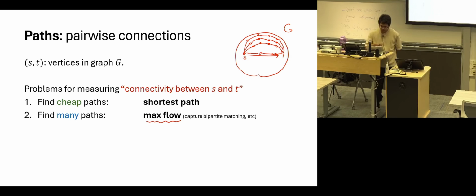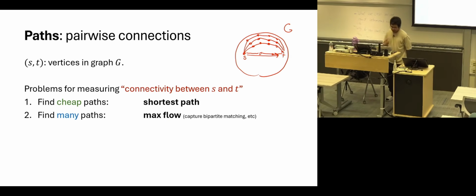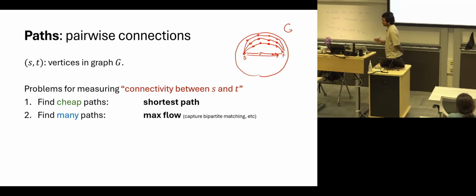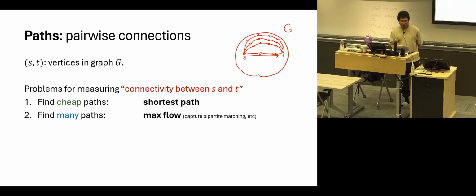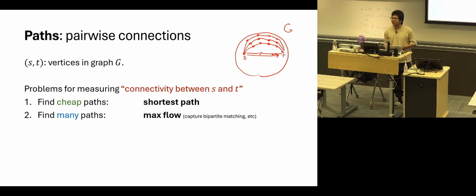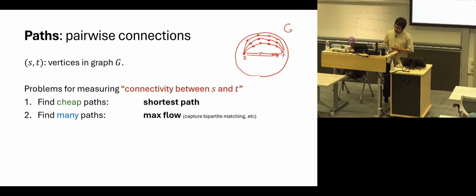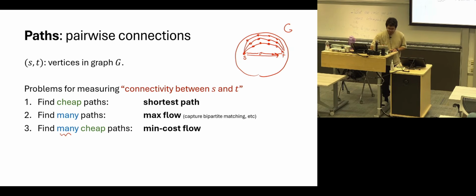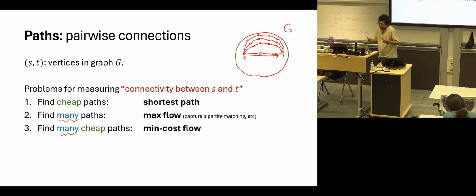Okay, good. So maximum flow, if you haven't seen it, is basically the problem of trying to find many disjoint paths from S to T. That's the problem. And another way to ask is, instead of just many paths, you want to find many cheap paths.